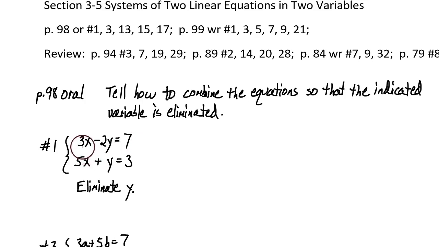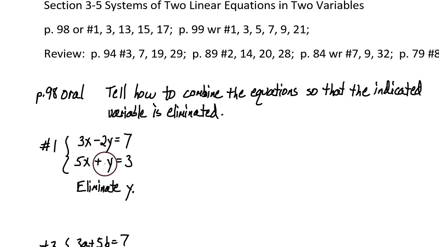The x term is a positive 3x. The y term is a negative 2y. The second equation is 5x plus y equals 3. The x term is 5x. The y term is positive 1y. Let's explain how we could eliminate the letter y by combining the equations together.